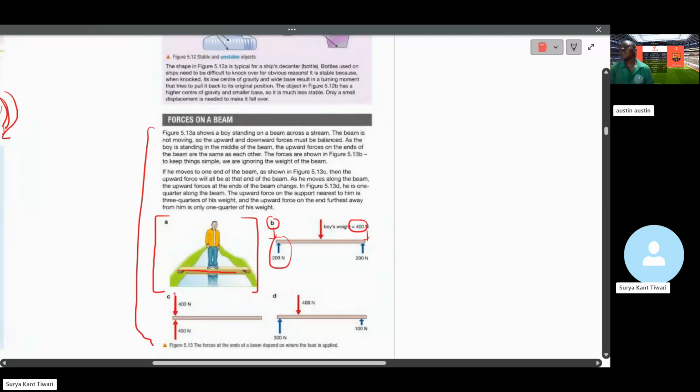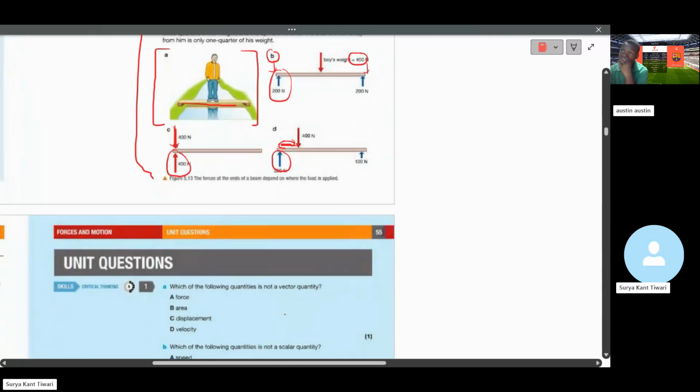But if he comes to one corner, his total weight will come on that corner. If he is moving slightly away, there is more weight on the side which he is nearer to, right? Yes, sir. Where the load is applied.